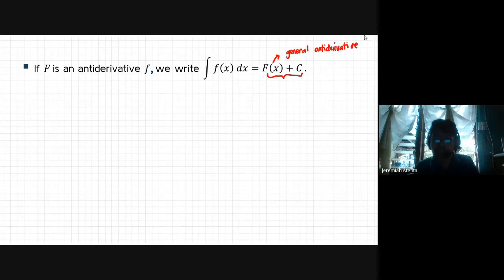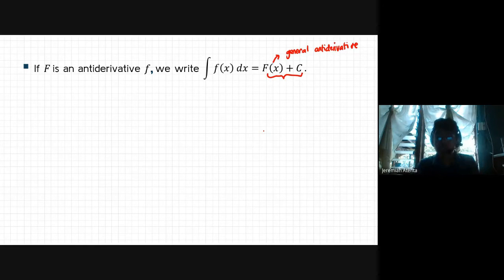Why is it important to write plus c? Because we don't know the original function. Take note that the derivative of a constant will always be equal to 0. So therefore, we can let any constant. So C here is just a place value. You can put any value there.